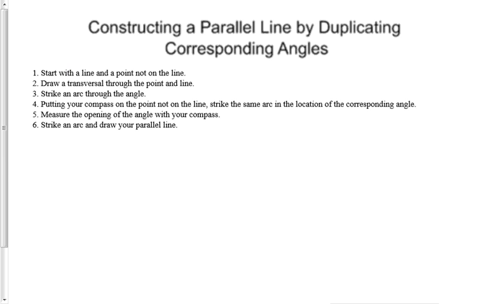On this slide, we are constructing parallel lines by duplicating corresponding angles. I've already listed 6 steps, which are basically the steps I'm going to go through. I'm going to start with a line and a point not on the line. There's my line, and this is the point that's not on the line. Next, I'm going to draw a transversal through the point and the line.